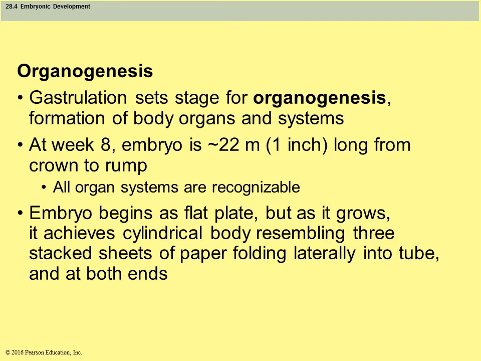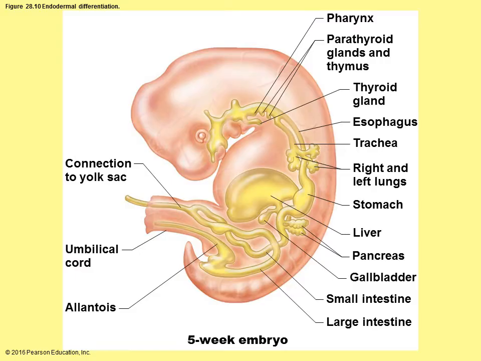Organogenesis is the process of forming those body organs and the systems. As I mentioned earlier, by week 8, the embryo is roughly about 1 inch long. All of the organ systems are now recognizable. This is a 5-week embryo. As you can see, some of the organs are starting to form. Some of the glands, such as the thyroid gland. The lungs are forming, the stomach, pancreas, liver, etc.